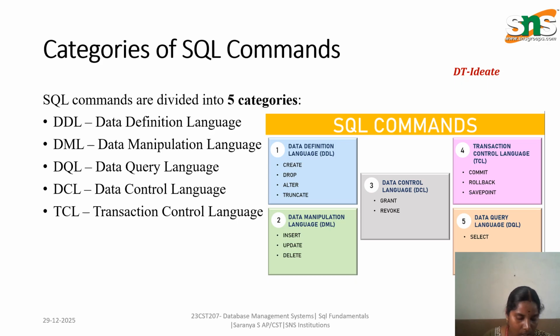And the queries are used like this: create table student, with student id as int primary key, name as varchar, and department as varchar. Then alter table student add email varchar, and drop is to delete the student, drop table, and truncate table student, which means to remove the rows.